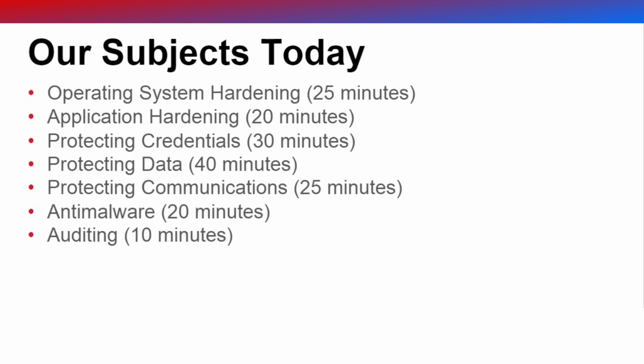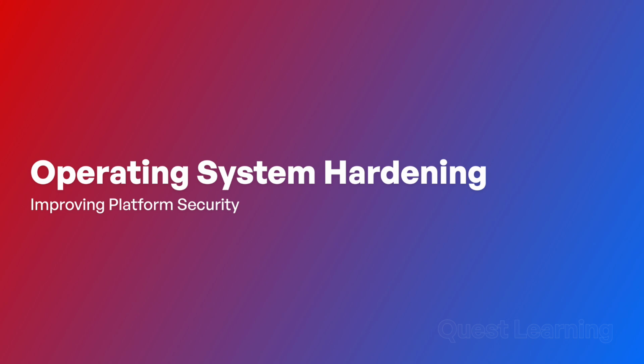So our subjects today, with approximate times for each of these. So we've got 7 topics: operating systems hardening, application hardening, credential protection, data protection, communications protection, and then anti-malware. And we'll wrap up with a short section on auditing. So those are the broad areas that we're going to be covering. And so without further ado, let's dig in, because we've got a lot of stuff to talk about. So we better get started.